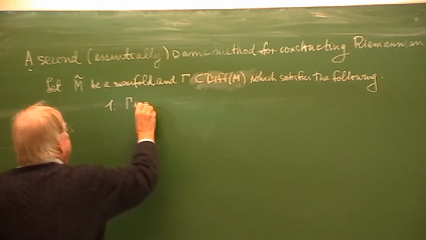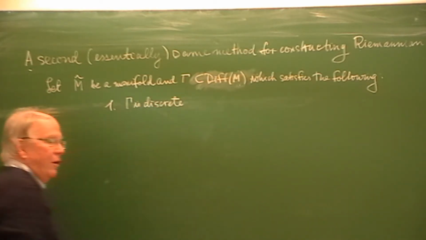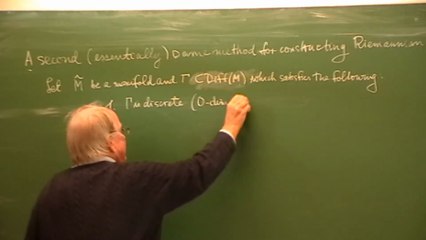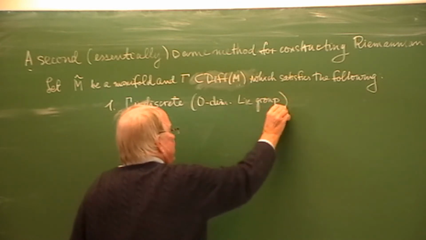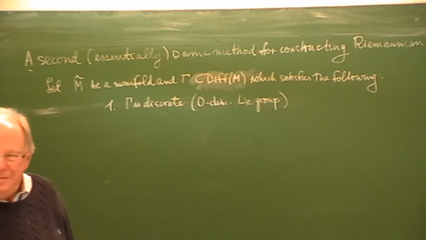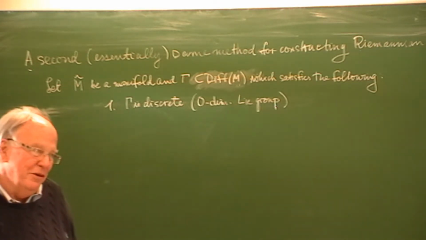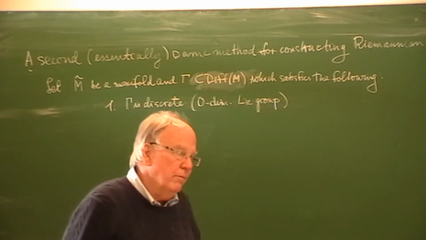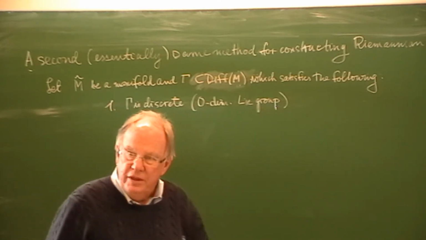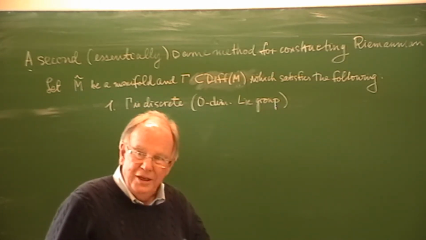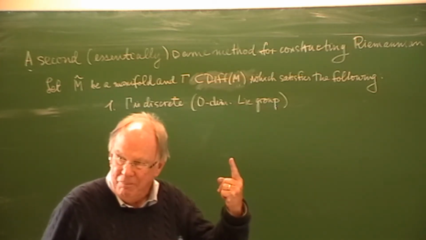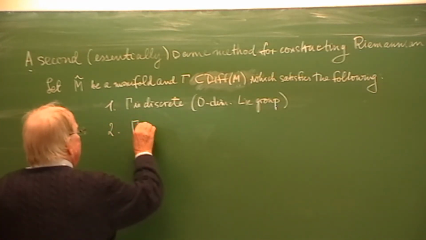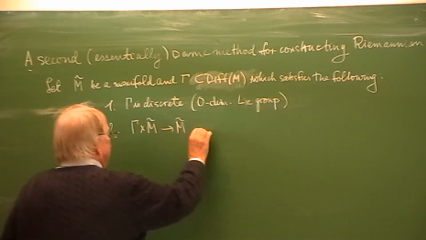1. Gamma is discrete. Now, what in the devil does that mean? Well, what I mean is, it's a zero-dimensional Lie group. If you recall, we didn't talk very much about this this morning, but I know that you have some background in Lie groups. A Lie group is by definition paracompact. That implies that it has countable topology. So that means that this group is countable in number. 2. The gamma action on M is free and proper.